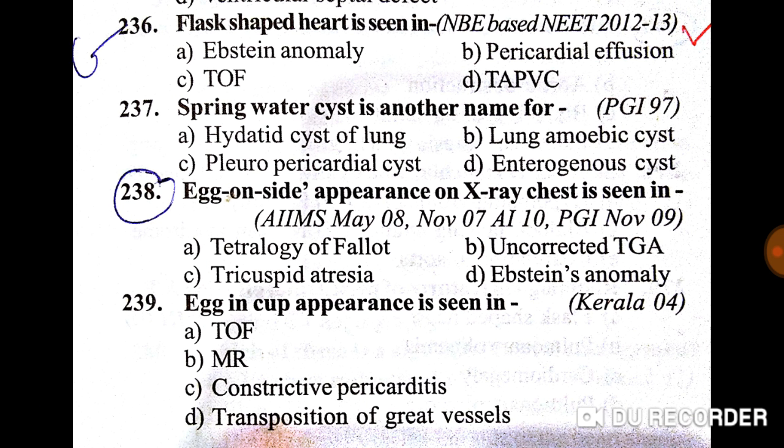Now, flask shaped heart is seen in, so guys, flask shaped heart we are going to see in pericardial effusion. How to know this answer? In Ebstein anomaly we see box shaped heart. In option C, tetralogy of Fallot, we see boot shaped heart, and in option D, TAPVC, we see a snowman heart, or we can say figure of 8. So flask shaped heart we see in pericardial effusion.